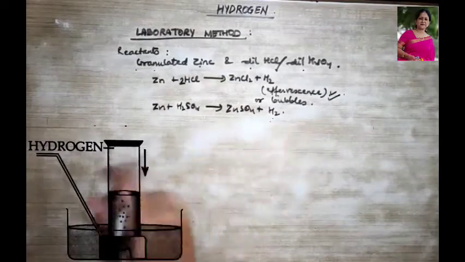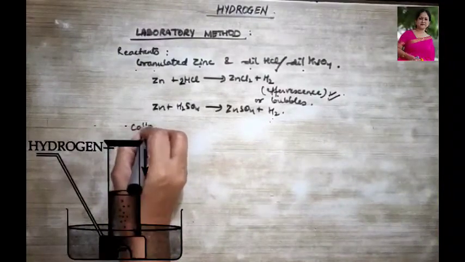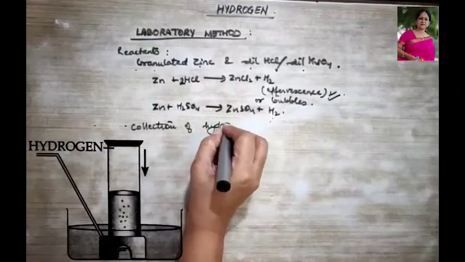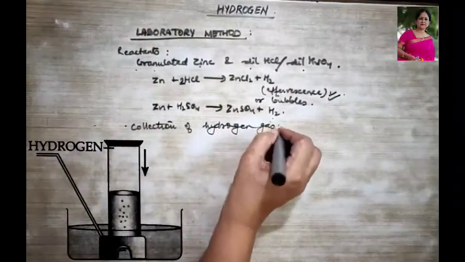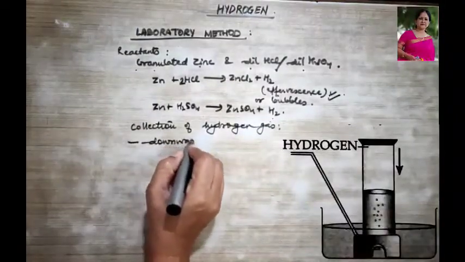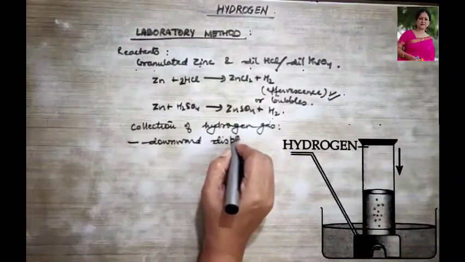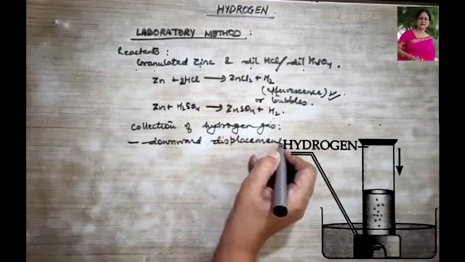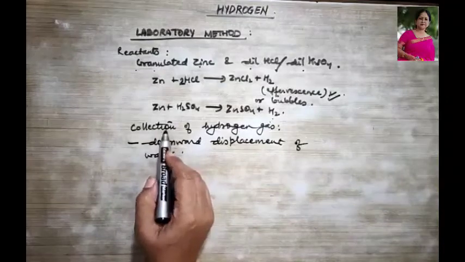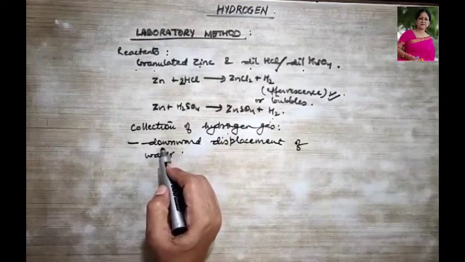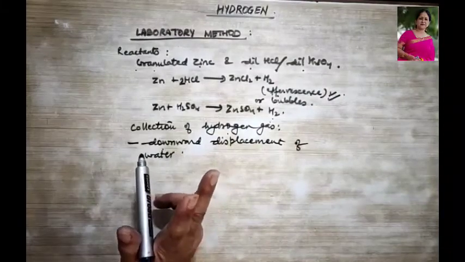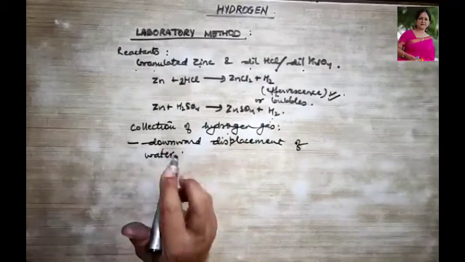Now further, how do we collect this gas? Collection of hydrogen gas. So this is always collected by the downward displacement of water. Now, why are they collected? Why is hydrogen gas collected by the downward displacement of water? There are two reasons. Firstly, it is insoluble in water, right?